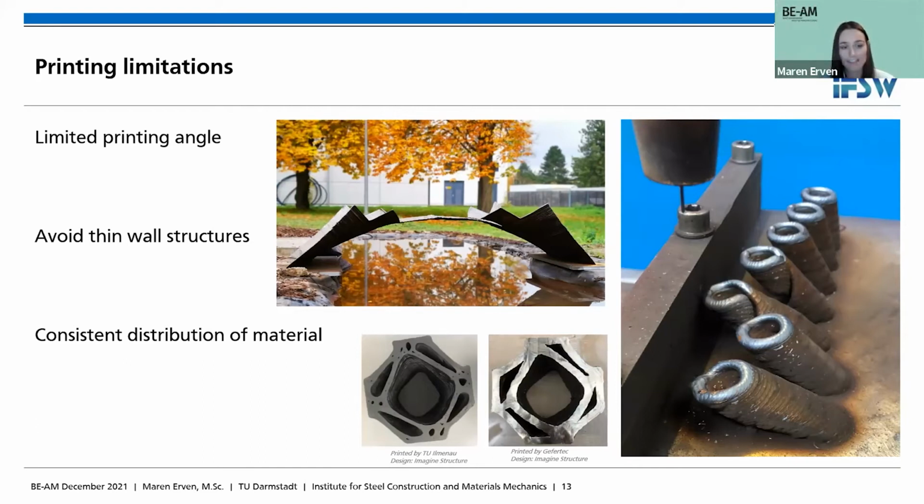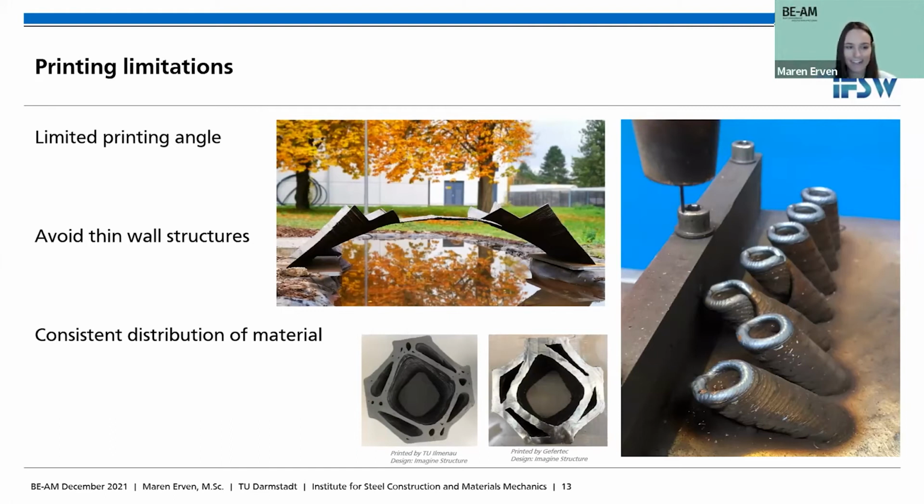And the last thing is that the distribution of materials should be consistent over the whole structure. And if we don't consider all of these points, then the printing process gets more difficult. And with that, the probability of process failures increases, and the probability of self-induced structure failures.